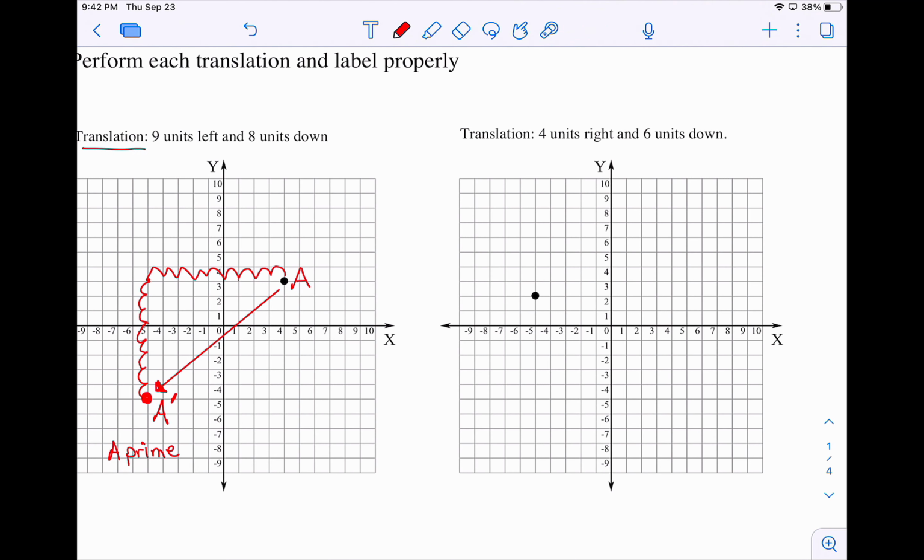Okay, this one wants us to translate 4 units right, 6 units down. Now, another way you can do this is we are currently at -5. We want to go 4 to the right. So -5 plus 4 to the right as we move right on a number line is going to take us to -1. And then we need to go 6 units down. So on the y-axis, I'm at the 2. 6 units down on the y-axis is going to put me down to -4.